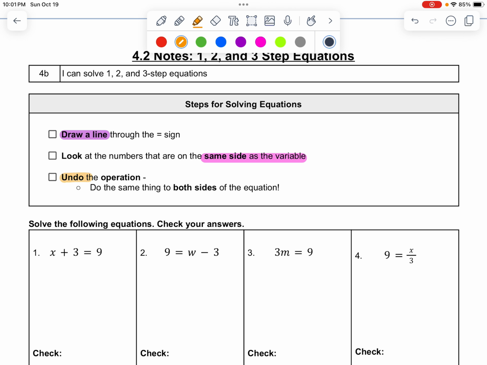And then we're going to undo the operation. So if you see a plus sign, to undo that, you're going to minus. And vice versa. If you see a minus, to undo that, you're going to plus. If you see a multiplication problem, to undo that, you're going to divide. And if you see a division problem, to undo that, you're going to multiply. The only other thing you need to know is that whatever you decide you need to do, you have to do the same thing to both sides of the equation in order to keep it balanced. So let's do some examples.